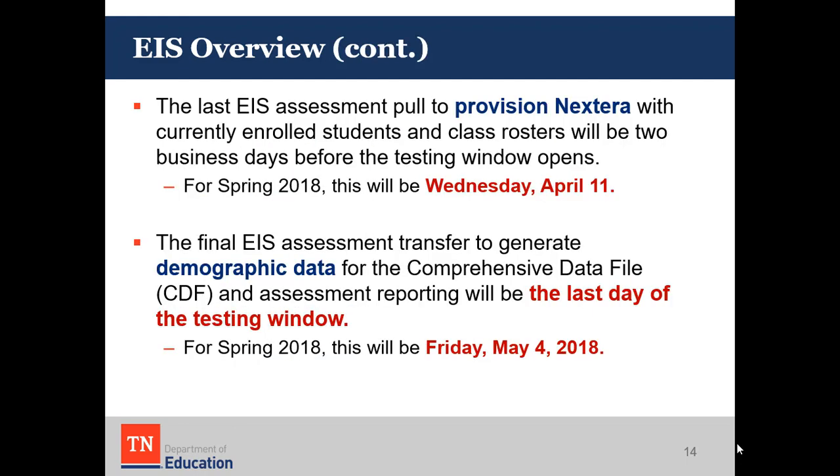The last EIS assessment poll to provision Nextera with currently enrolled students and class rosters will be 2 business days before the testing window opens. For spring 2018, this will be Wednesday, April 11th, in anticipation of the beginning of the test window on April 16th. The final EIS transfer to generate demographic data for the comprehensive data file, usually referred to as the CDF, and for assessment reporting will be the last day of the testing window. For spring 2018, this will be Friday, May 4th, 2018.